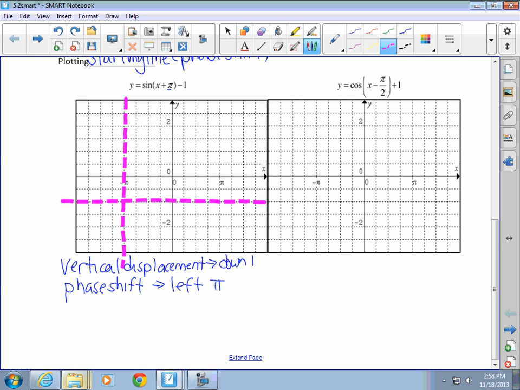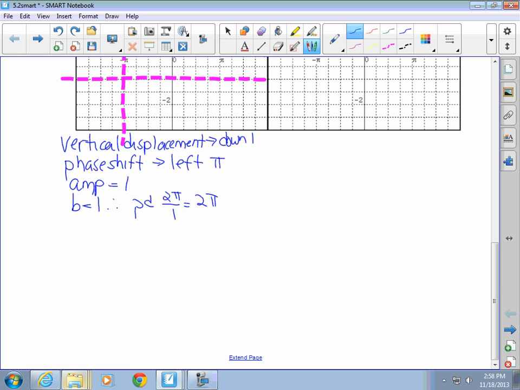So then I can look at all my other factors. Okay, my amplitude is equal to 1. I'm not multiplying anything in front of there, so it's a 1. My b value, which would be inside here, b is equal to 1. So that means that my period is 2 pi over b, so it's going to be 2 pi over 1, so it's just 2 pi.